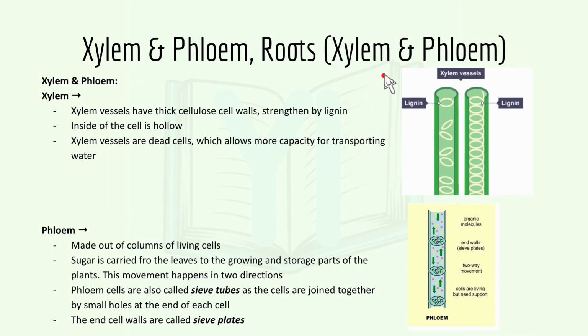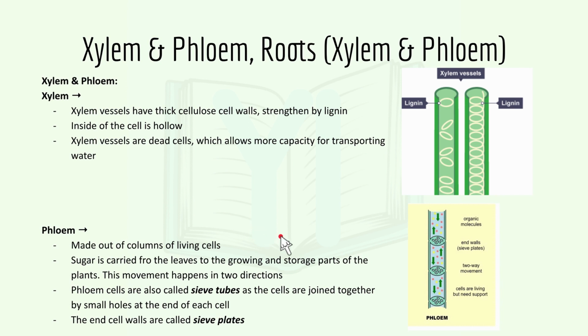So then we have xylem and phloem again. The xylem vessels have thick cellulose walls strengthened by lignin, and inside of the cell is hollow. Xylem vessels are dead cells, which allow more capacity for transporting water. And phloem is made out of columns of living cells.